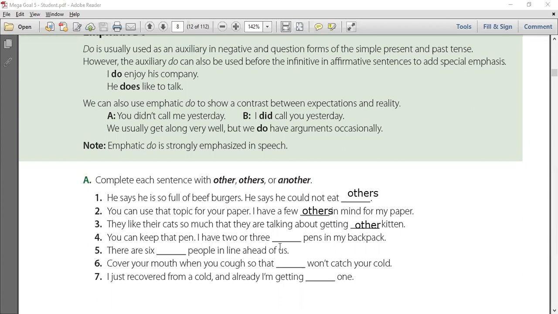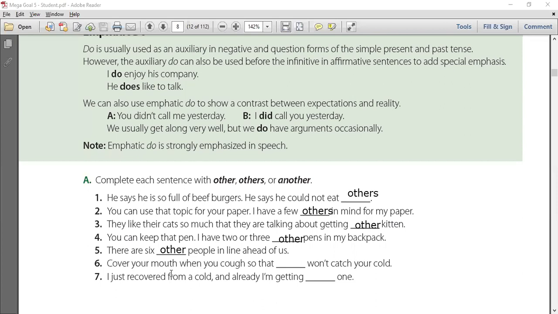You can keep that pen. I have 2 or 3 other pens in my backpack. Other, and then the plural noun with s. There are 6 people in line ahead of us. Others. Thank you. Not others, people. Why? We're talking about people.